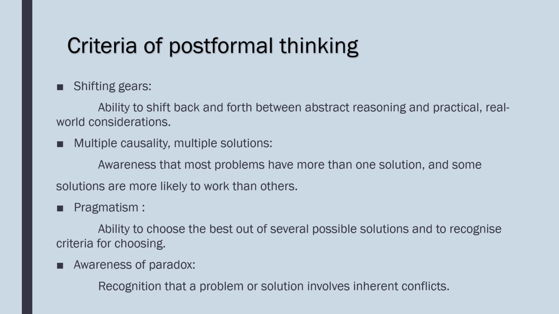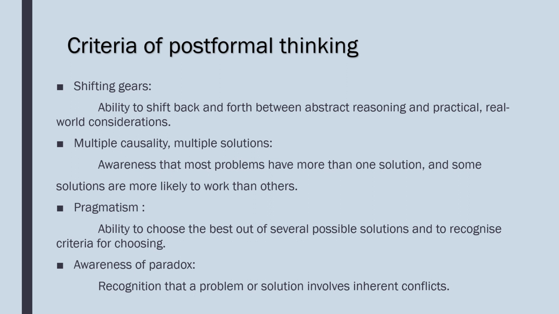The next is multiple causality or multiple solutions. That is, a problem can have a lot of solutions. That is, awareness that most problems have more than one solution, and some solutions are more likely to work than others. That is, let's try it your way, and if that doesn't work, we can try my way. So when there is a problem, your father says, we'll see whether we can buy this bike this month, or else after 2 months let me get you the same bike. So this is multiple causality.